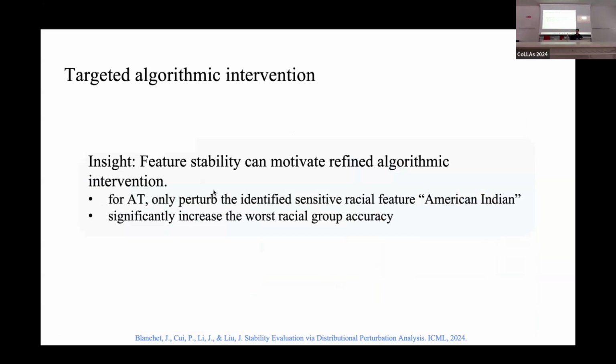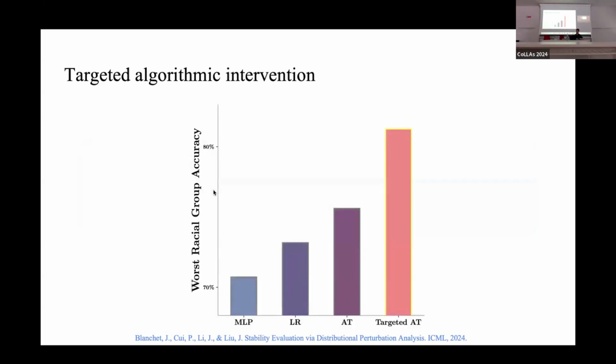And also, based on the results of our stability evaluation, we can design some targeted algorithm interventions. First, for some insight, if our model is only sensitive to one racial feature, like American Indian, then for adversarial training, we do not need to perturb other features. We only need to focus on this kind of feature. We did the experiments, and we find that if we do some targeted adversarial training, it significantly improves the worst racial group accuracy. It's a rather simple way, but it works the best.